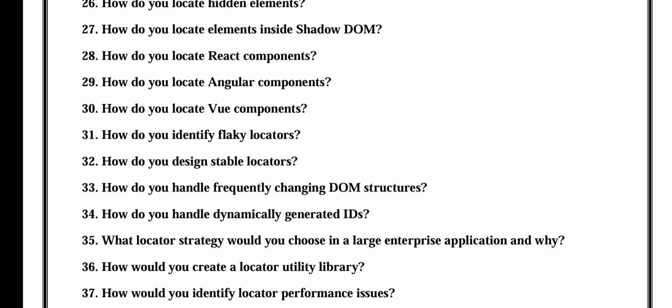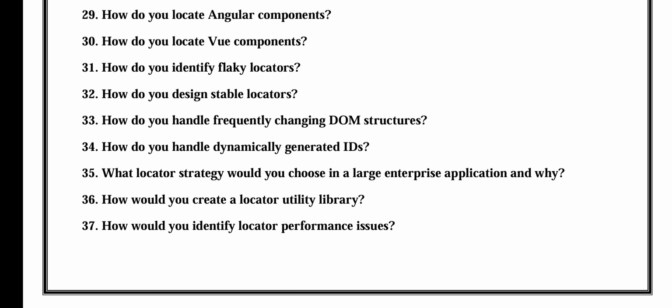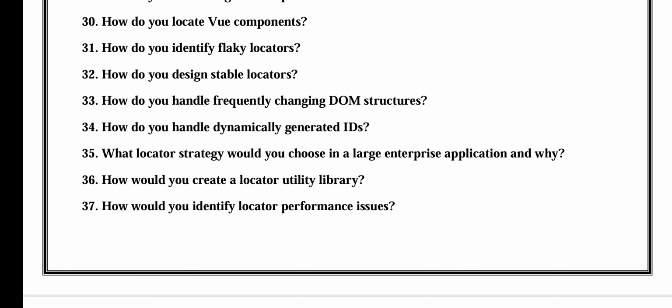How do you identify flaky locators? How do you design stable locators? How do you handle frequently changing DOM structures? How do you handle dynamically generated IDs? What locator strategy would you choose in a large enterprise application and why?